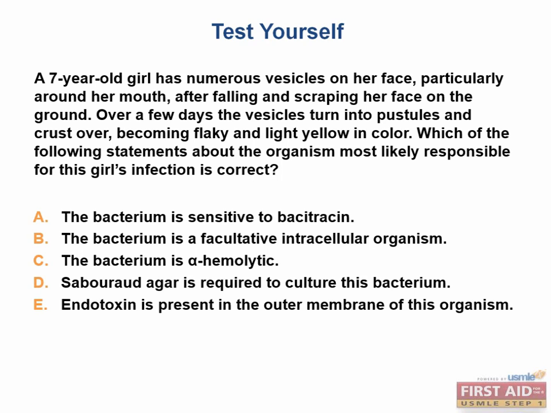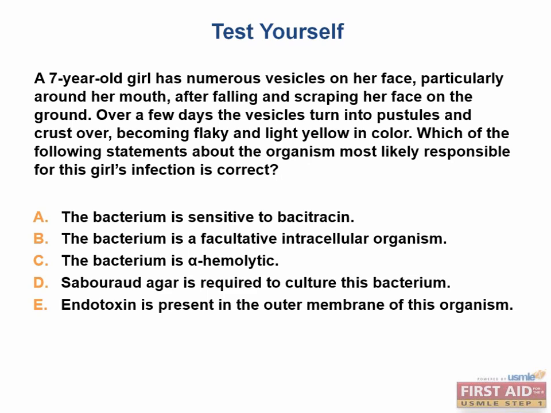Alright, next question. A 7-year-old girl has numerous vesicles on her face, particularly around her mouth, after falling and scraping her face on the ground. Over a few days, these vesicles turn into pustules and crust over, becoming flaky and light yellow in color. Which of the following statements about the organism most likely responsible for the girl's infection is correct?